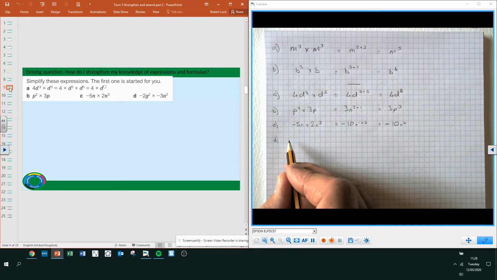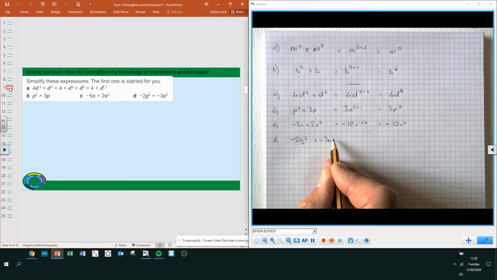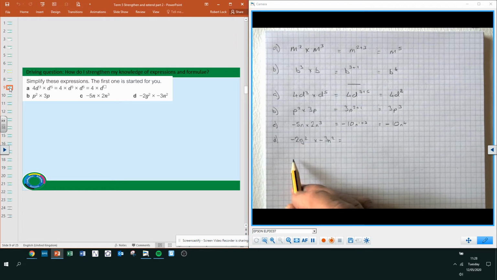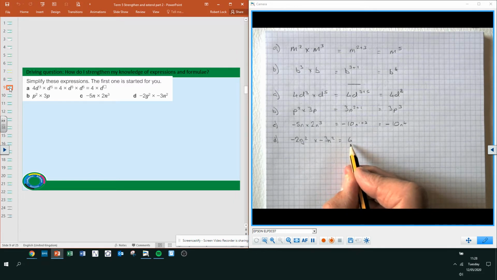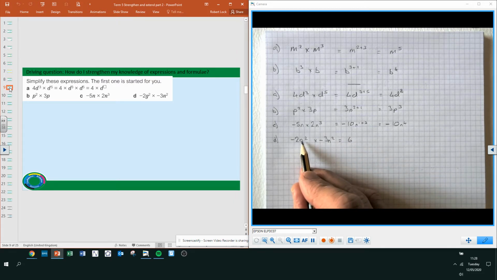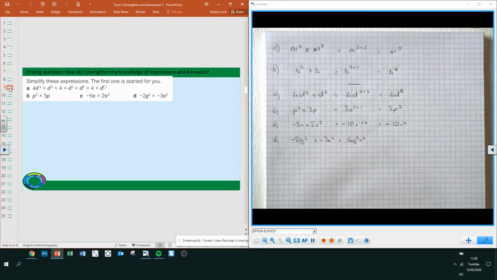D. Minus 2g squared times minus 3n squared equals, first of all, numbers, minus 2 times minus 3, and two signs the same, so it's a positive, it's 6 g squared n squared, and that's it. The g's and the n are not the same, so we can't do anything with them, so they stay as they are. Answer.